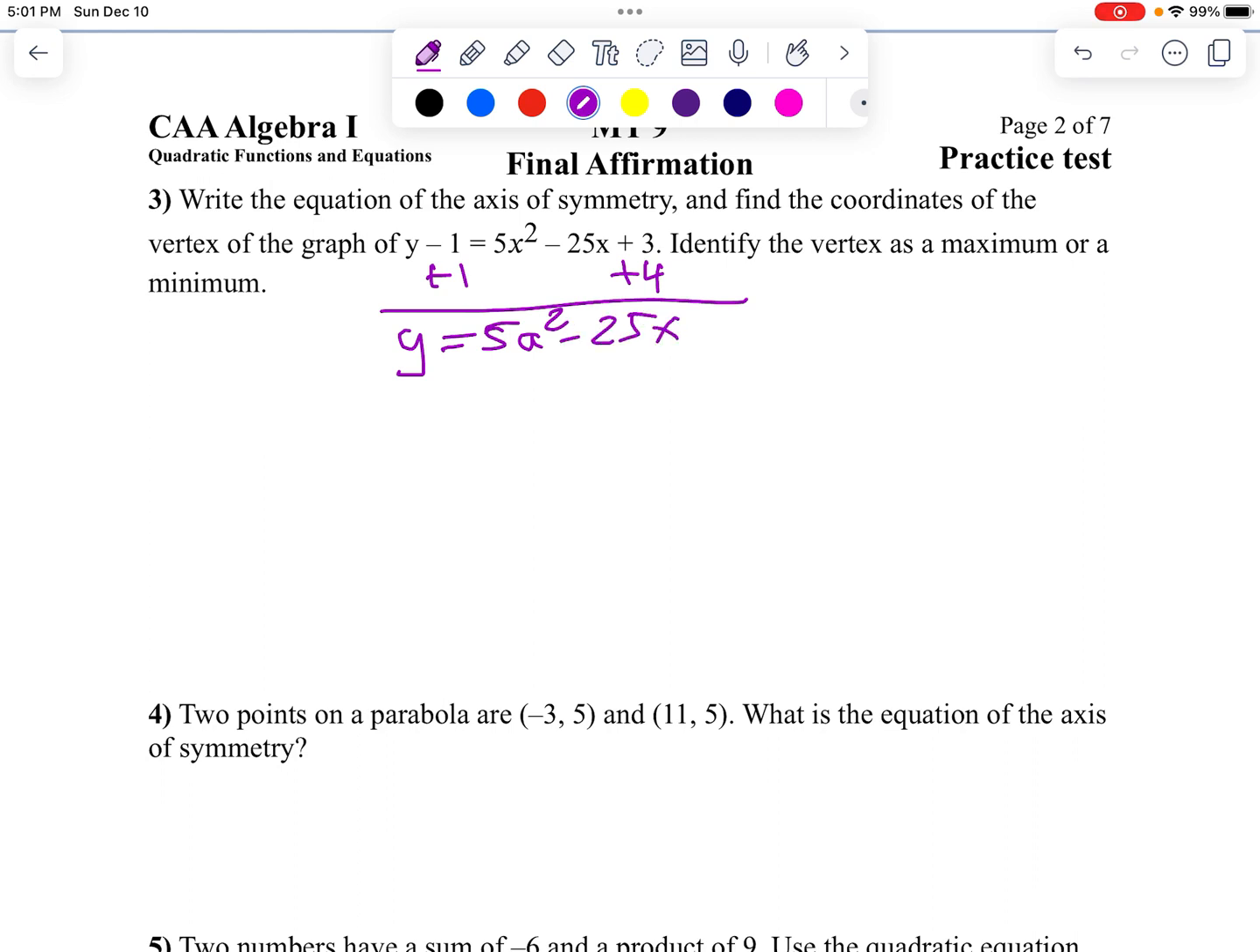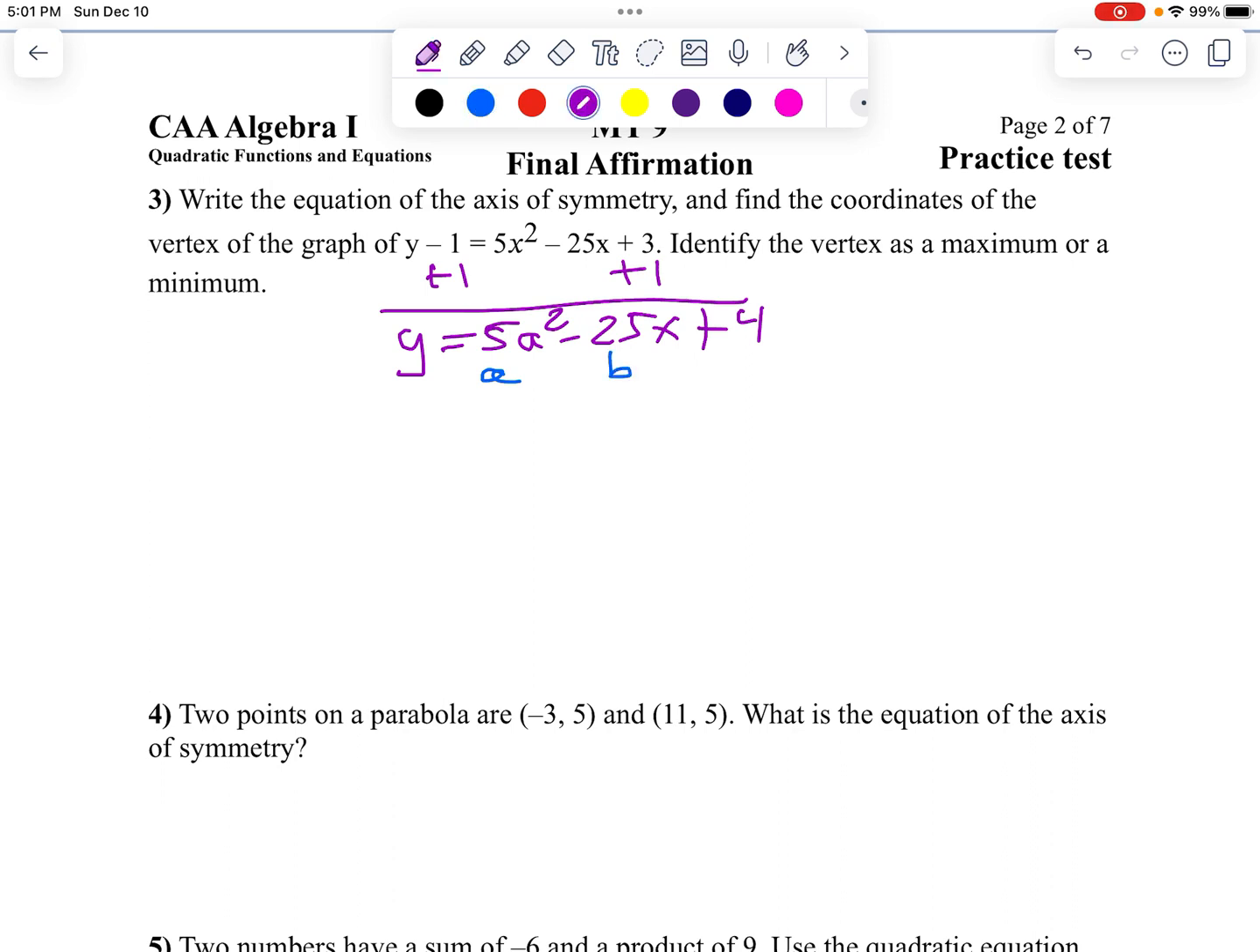25x. And then my brain went too fast. I'm supposed to add 1 to both sides, not 4. And 3 plus 1 is 4. So a is 5 and b is negative 25.